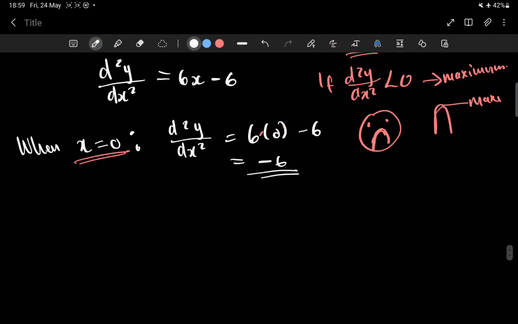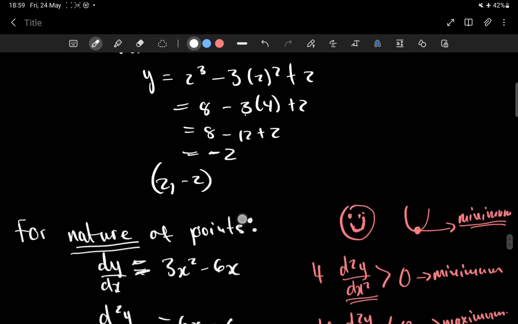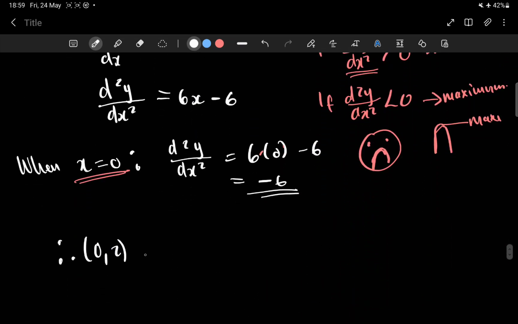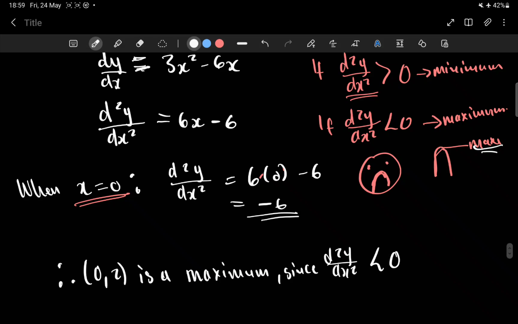So here I would now say, therefore, with x being 0, what was the y? Y was 2. So therefore 0, 2 is a maximum, since d2y dx squared is less than 0, so it's unhappy, so it's going to have a maximum.